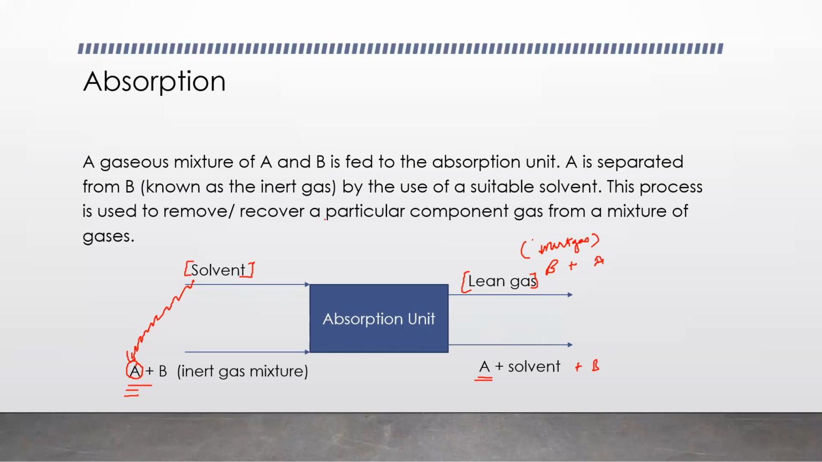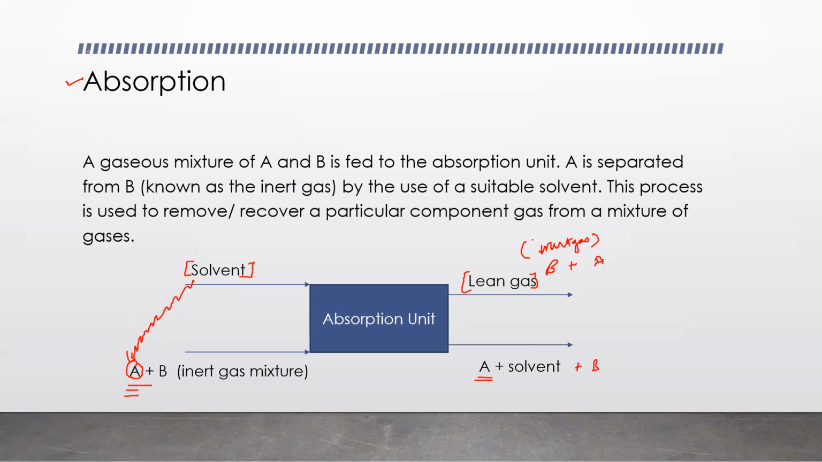So this process is generally used in industry to remove or recover a particular component. It can be used either to remove A from the remaining components, or to recover A from the remaining components. For example, this is generally used in carbon dioxide manufacture or acetylene gas manufacture and many others. Right. It's a very commonly used process in industry.